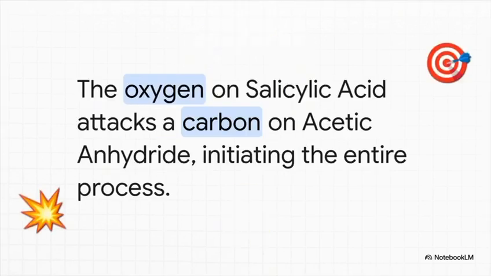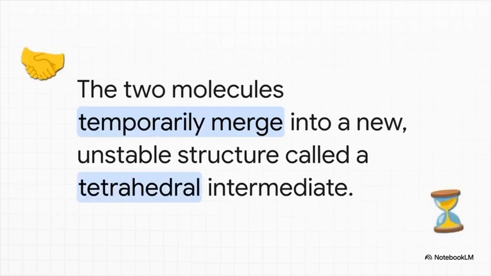Act 1. The attack. An oxygen atom sitting on the salicylic acid molecule is very attracted to a carbon atom on the acetic anhydride, so it uses its electrons to reach out and form a new bond, and that one move kicks off the entire process. In Act 2, this attack fuses the two molecules together, creating this new temporary structure. Now, chemists have a name for it, a tetrahedral intermediate, but you can just think of it as this awkward, unstable halfway point. It's a structure that just can't stay that way for long.